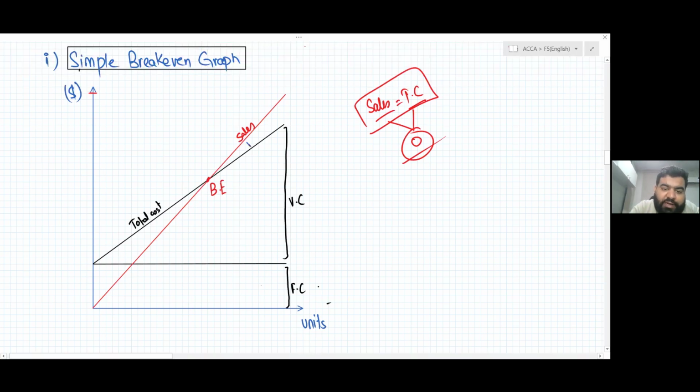And obviously after this point, we'll say it's profit to the business. There's a profit that the business is earning. Before the break even, it's all loss, and after break even, it's profit. This complete upper line is the sales line. The difference is the profit, because variable cost plus fixed cost is the total cost. And if you see this upward point, this is a sales point. So sales minus total cost, this portion will be known as profit. And before the break even point, obviously the business is having a loss.